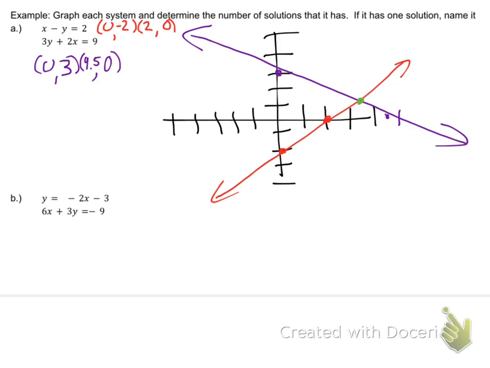According to my graph, that'd be 1, 2, 3. It looks like 3.5, comma 1. That's where I guess it is going to be. Now, that means it is one solution. It's consistent, and independent. It's independent because there's one solution.